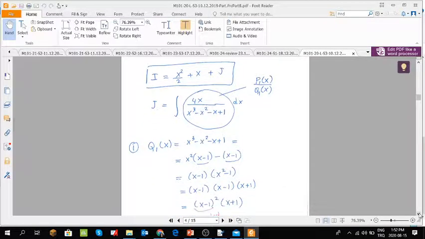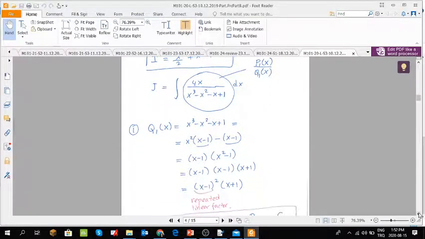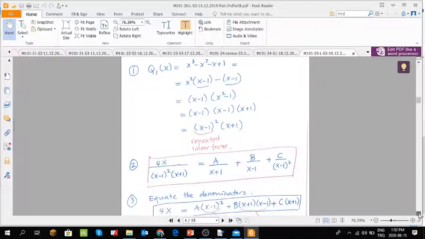What is q1? q1 is x cubed minus x squared minus x plus 1. Can you factor it out? We factor out x squared, I get x minus 1. We have another x minus 1 here. Factor it out. We have x squared minus 1 and x minus 1: x minus 1, x minus 1, x plus 1. x minus 1 is a repeated twice linear factor. So how would you do?